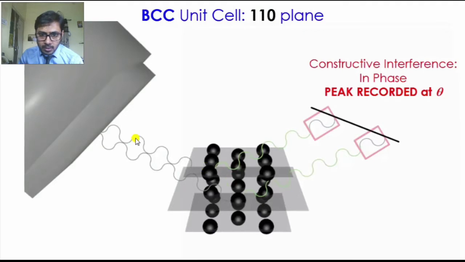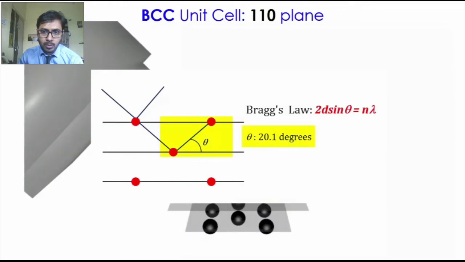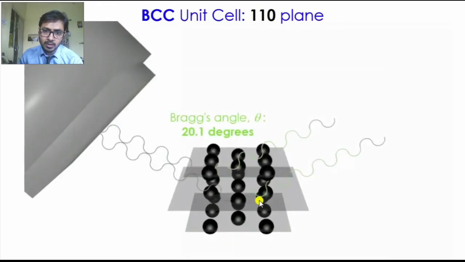Here the angle of incidence and angle of scattering play a very important role, because only at that particular angle, 20.1 degrees, do they satisfy the Bragg's condition and produce a constructive interference pattern, and therefore the beam is recorded. What if I change this angle from 20.1 to some other incident or scattered angle? Then they cannot follow the Bragg's condition. Suppose here it is 20.1 degrees and they follow the constructive interference pattern.